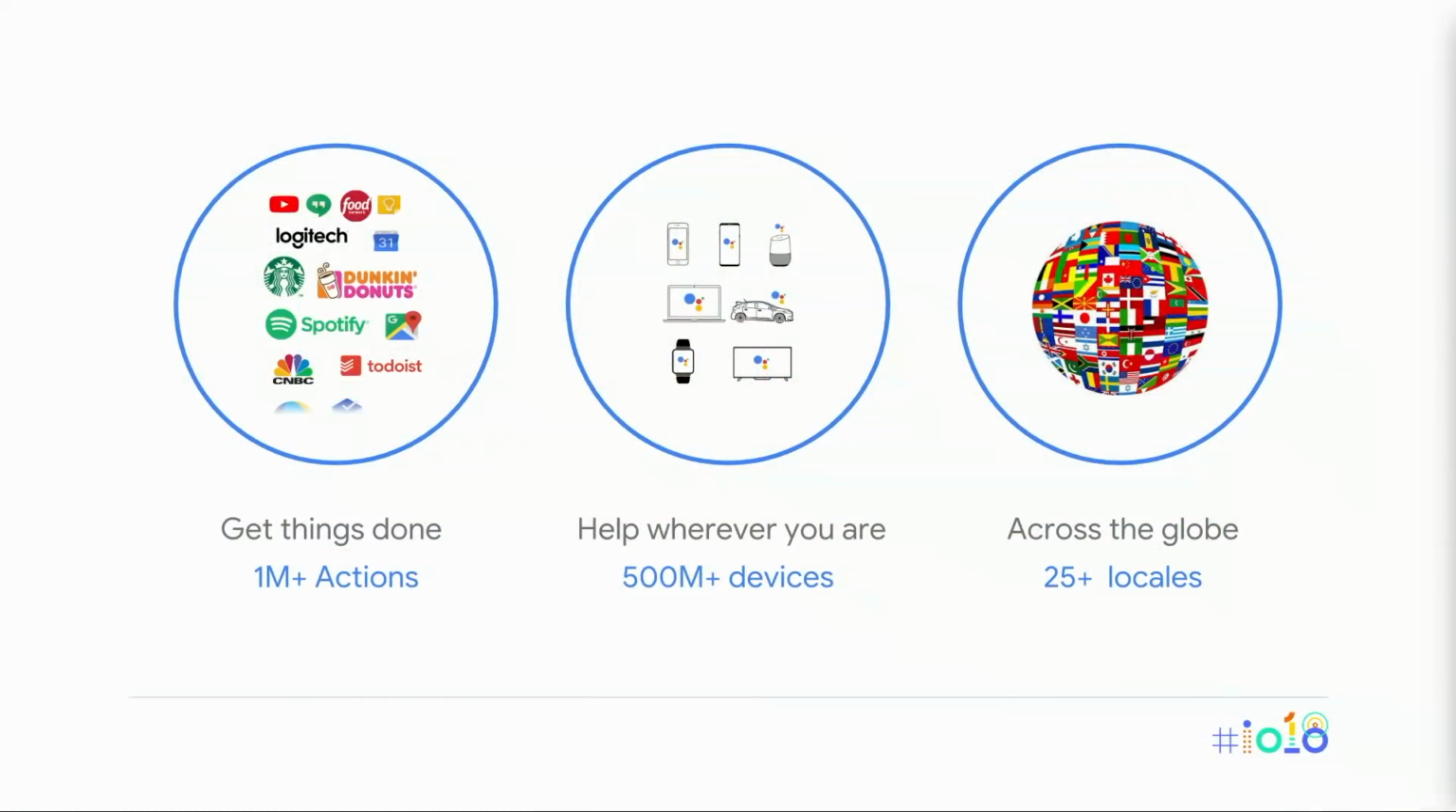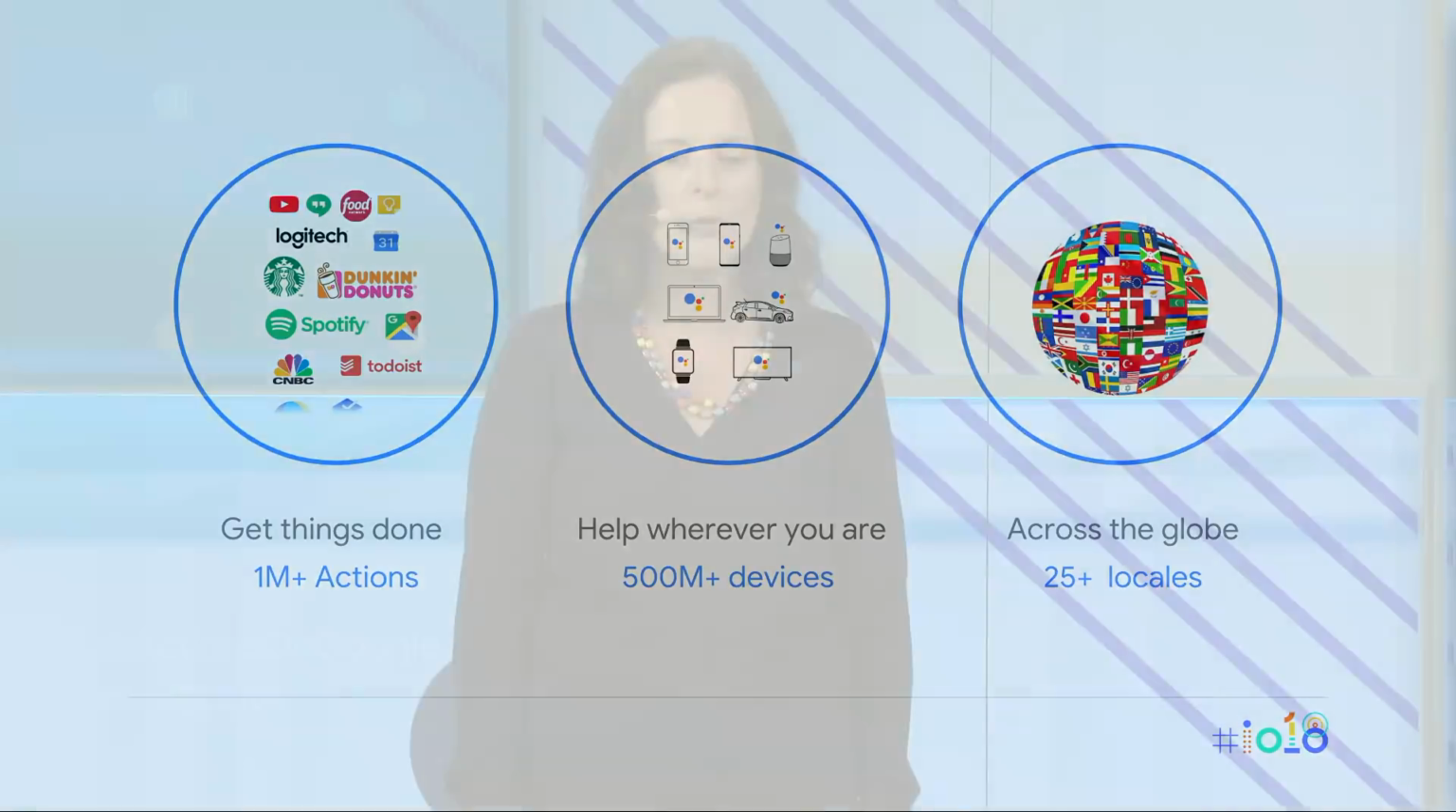By day 2 of I/O, this may be a refresher, but here's a quick overview of the opportunity that presents itself to you with Google Assistant. Assistant really helps people get things done with over 1 million actions. Actions is the word that we use to describe things that Assistant can do. And Assistant is ready to help wherever users are, with over 500 million voice-activated devices like Google Home, eligible mobile phones, and other devices with screens where Google Assistant works. Assistant's available across the globe in more than 25 locales, and by the end of this year, in 80 countries and 30 languages.